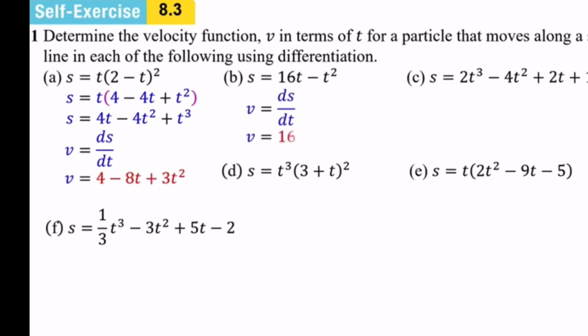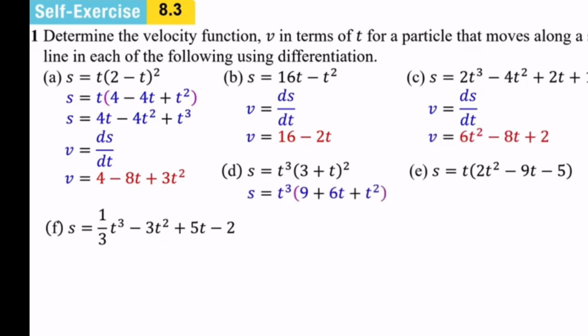For b, it's very simple. We differentiate, we get 16 minus 2t. And then for the c, we just differentiate. ds/dt is actually 6t squared minus 8t plus 2. Right? It's very simple. So let's proceed to the next one.